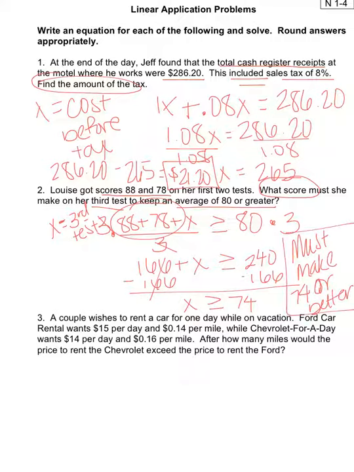Okay, so make sure that you understand what your answer means. I don't want you just to put x is greater than or equal to 74. I want you to explain it. So she has to make at least a 74. So you could have also written that for your answer.